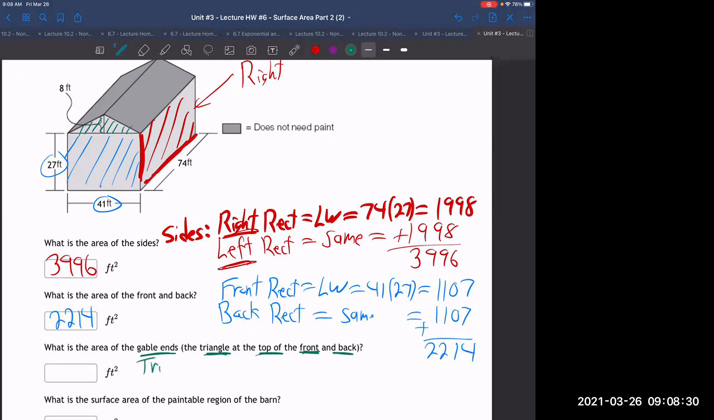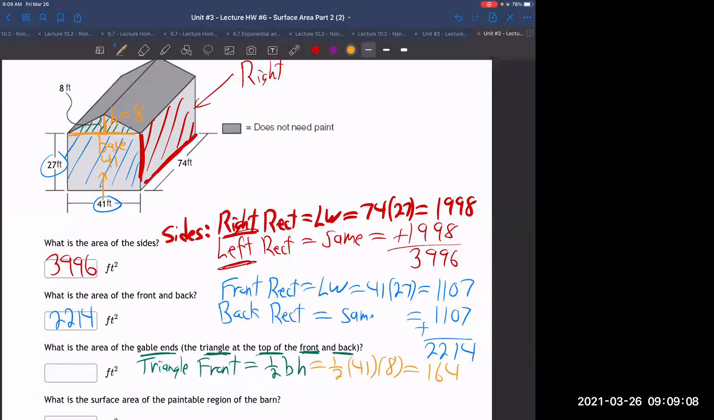So triangle on the front, and then we'll do the one on the back, and it'll be the same. So you know the area of a triangle, half times base times height. So what's the base and height of this triangle? Well, here's the base, and here's the height. So the height is 8, isn't it? They're telling us the height is 8. The base is that 41. So it's a half of 41 times 8. I think that's 164. Yeah.